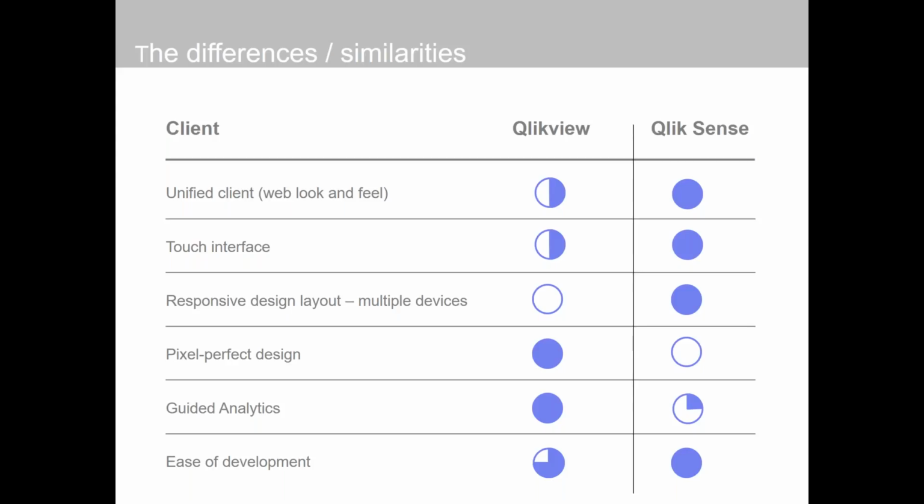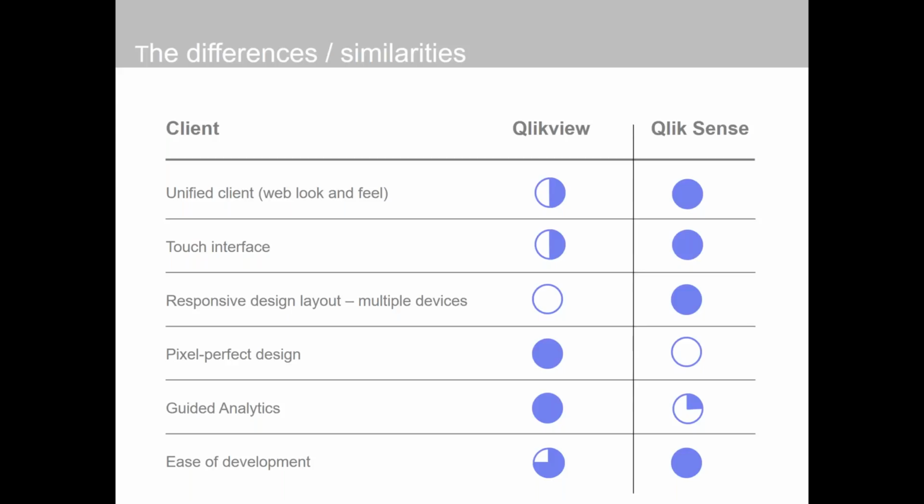So if we look at the client side, from a unified web look and feel, with Qlik Sense, what you see on the desktop is exactly the same as what you see on the web client. QlikView, you will probably know you've got this web viewer which you go onto to see how it's going to render. And it renders quite nicely, but there are differences. Qlik Sense has a better touch interface. When you're working on your iPad or on a tablet, you can actually develop and author visualizations or dashboards on an iPad, something you can't do in QlikView.